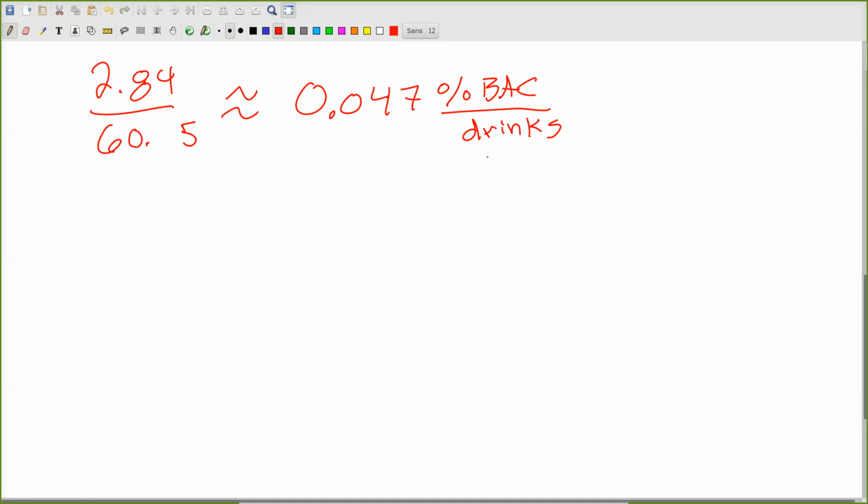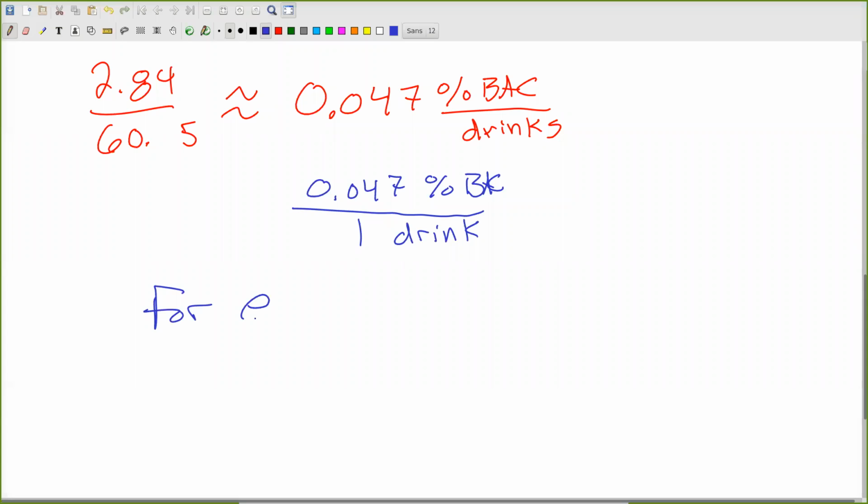Another way to write that to kind of deal with the fraction, I could also write it as 0.047% BAC divided by 1 drink. So for every 1 drink I have, my BAC is going to go up by almost 0.05, or at least for this woman, right? If I rounded that roughly.